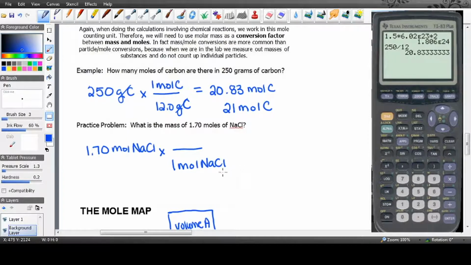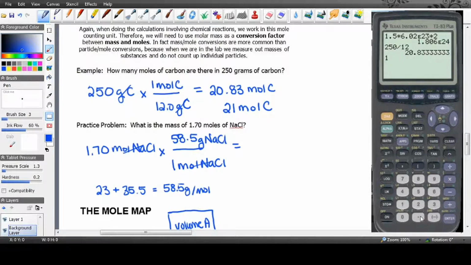So the molar mass of sodium chloride, that's something I'm going to have to go calculate based on my values on the periodic table. Sodium, I believe, is 23. Doing this just off the top of my head. I don't even have a periodic table handy. Hopefully I'm right. And I think chlorine is 35.5. And so that gives me a molar mass of 58.5 grams per mole. Okay, so there's my 1 mole. So my 58.5 grams of sodium chloride goes on the top. Cancel my moles, multiply across, and I will get the mass needed.